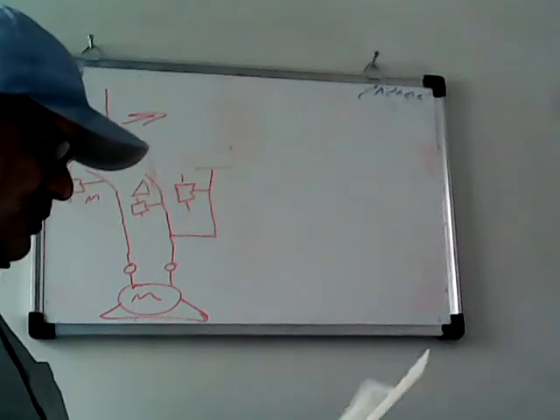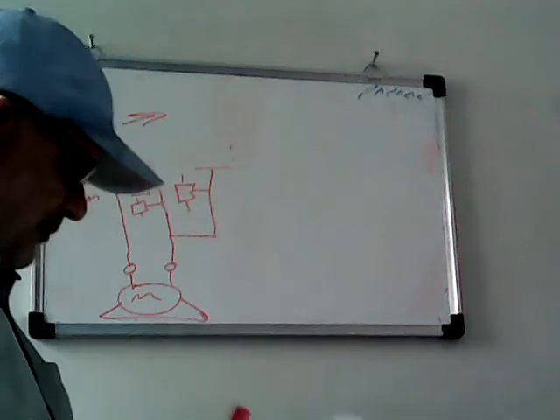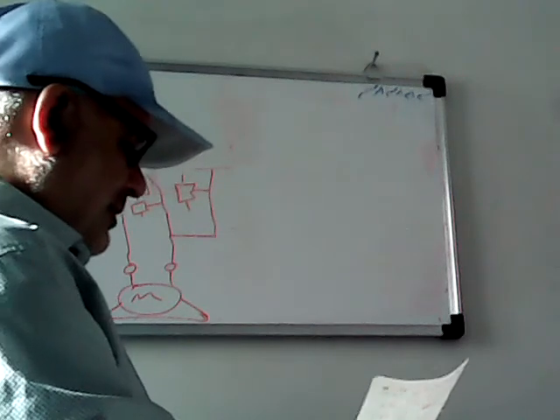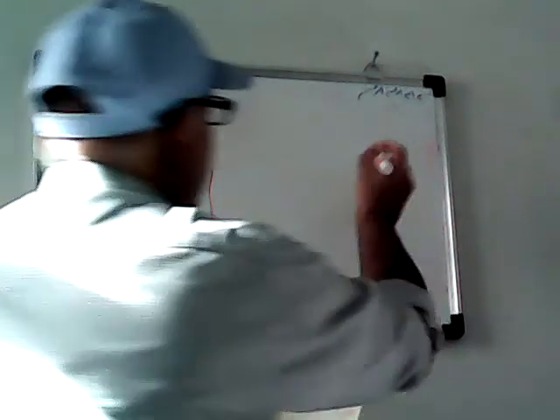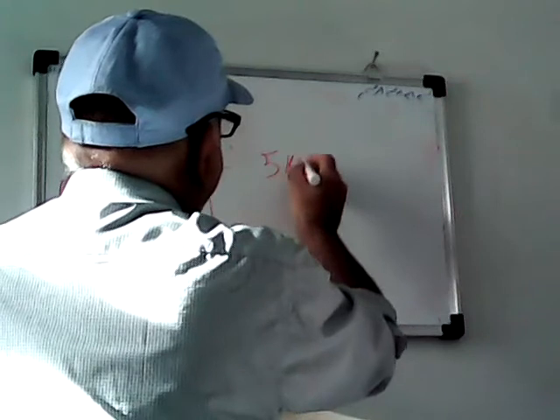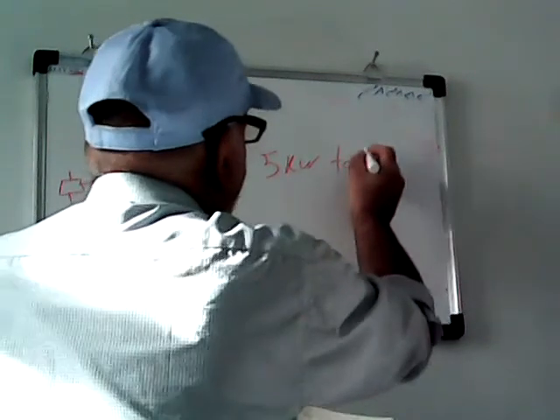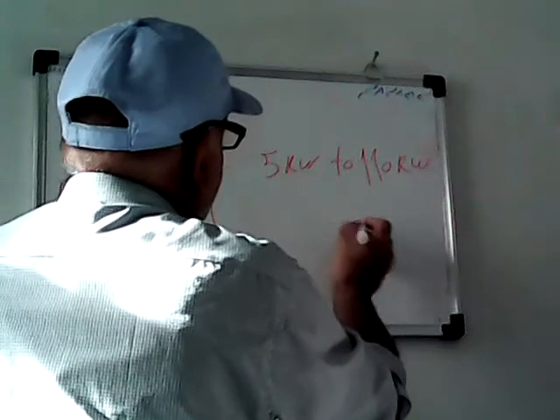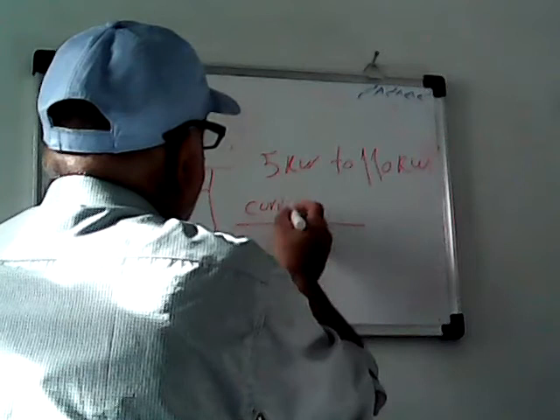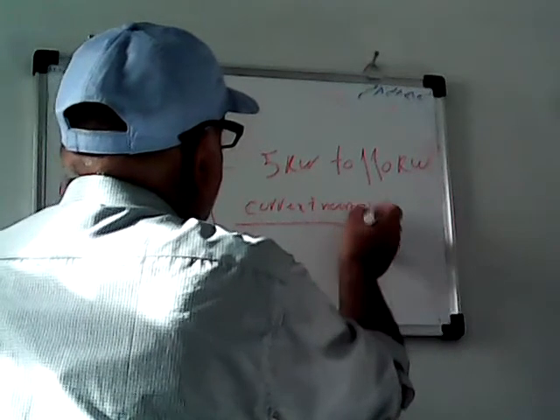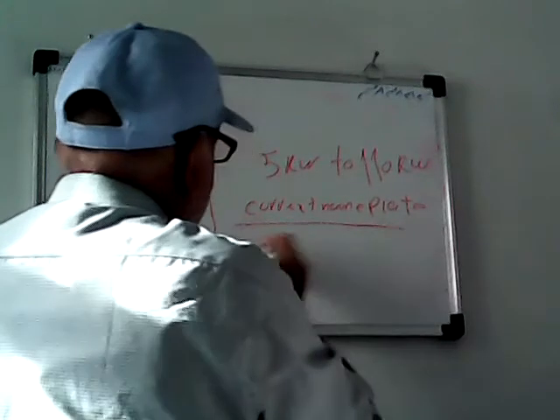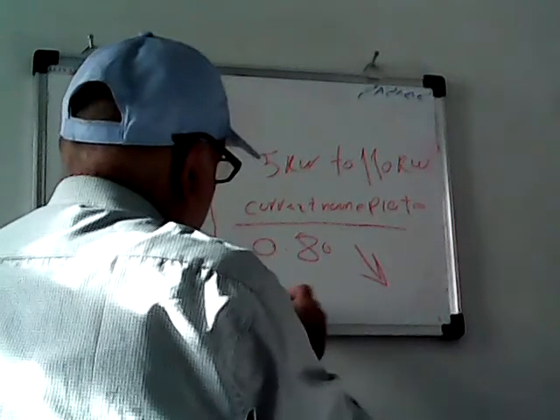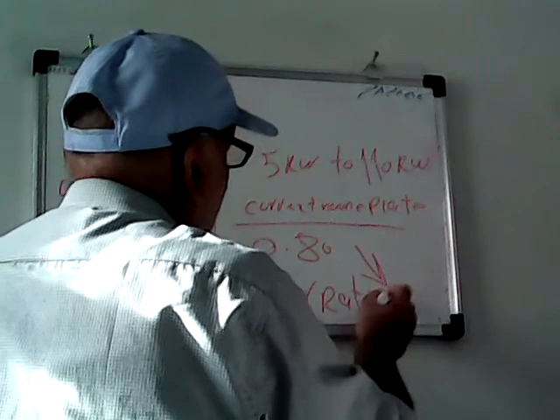Okay, for star delta type 2, from 5 kilowatt to 110 kilowatts, we divide the nameplate current by 0.80. The result will be your rate of use.